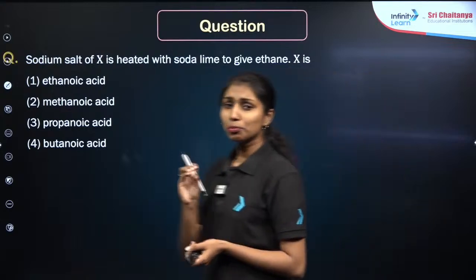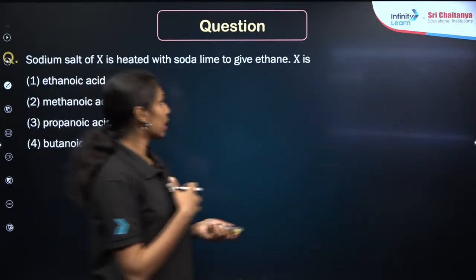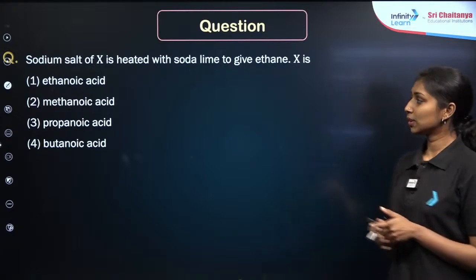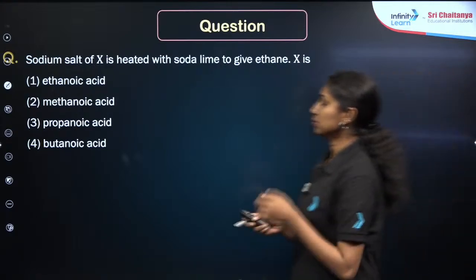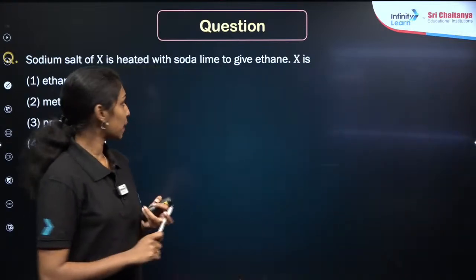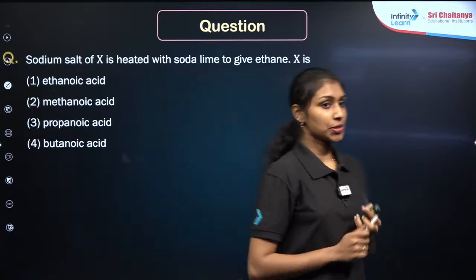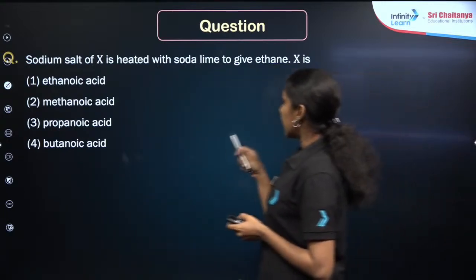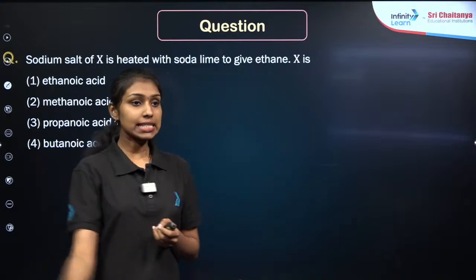Okay. Few more questions are given here. Just give me the answer fast. Only 5 more minutes are left. This is based on the soda lime decarboxylation. Sodium salt of X is heated with soda lime to give ethane. What will be the X given here?